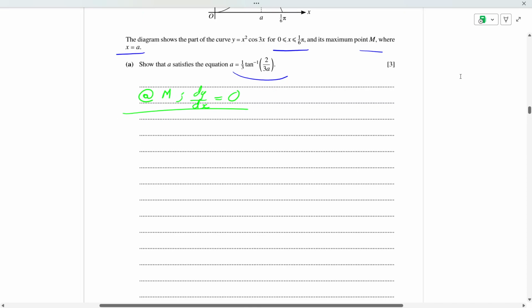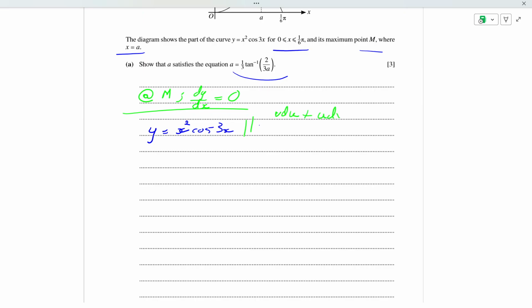All right. So we want to find, so we have our y is equal to x squared cos 3x, right? To differentiate these two, I'm going to use the product rule, which is v du plus u dv. That's the product rule for differentiating these two.